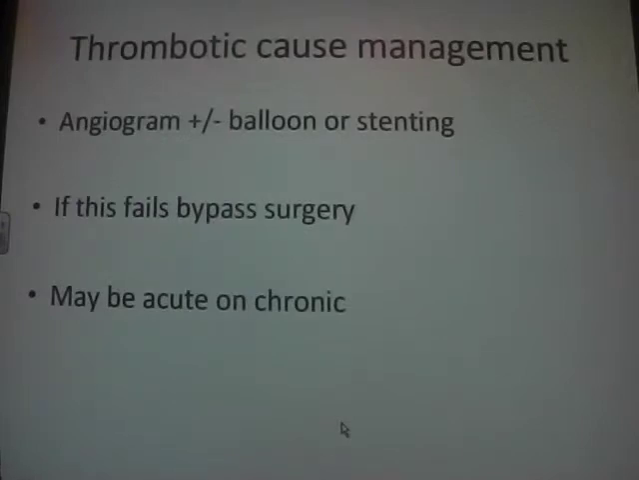Thrombotic cause management, similar to coronary thrombotic causes: angiogram plus balloon or stenting, and if this fails, bypass surgery. I don't know how much you need to know about bypass surgery. I imagine it's not very much. It's basically, if you have a blockage, you pipe around it. So if you've got a blockage in your higher femorals, you do a fem pop. If you've got a blockage higher up, like in your iliacs, you do an iliac.